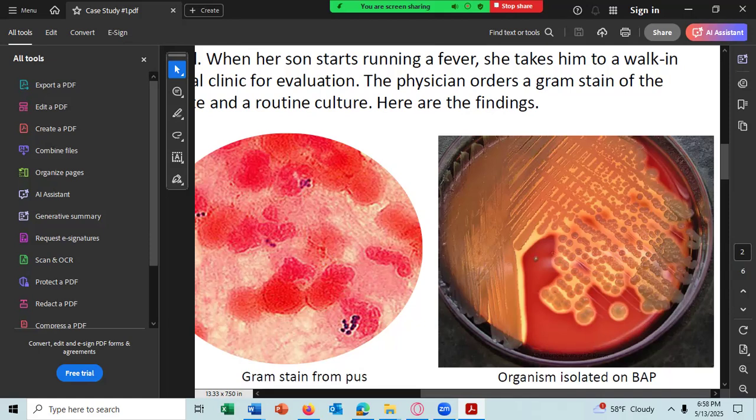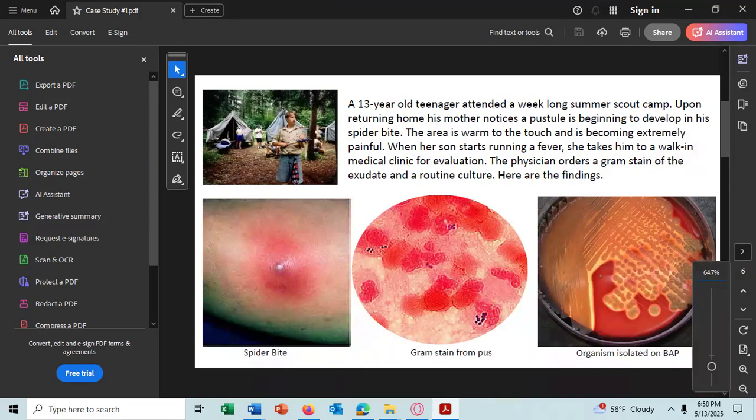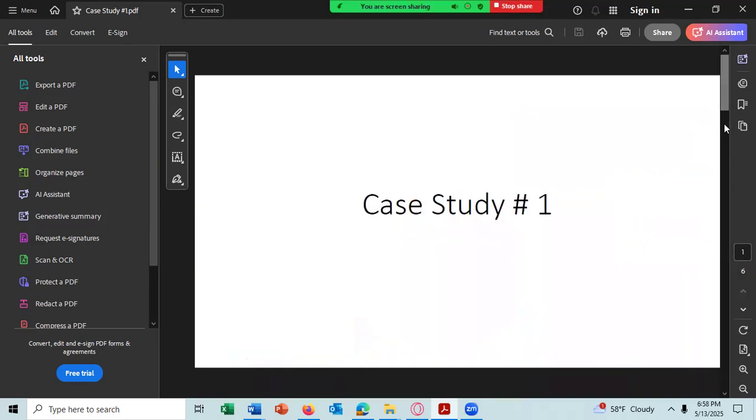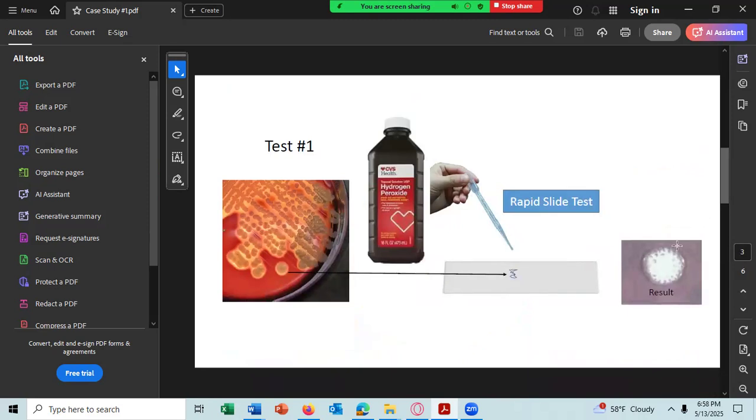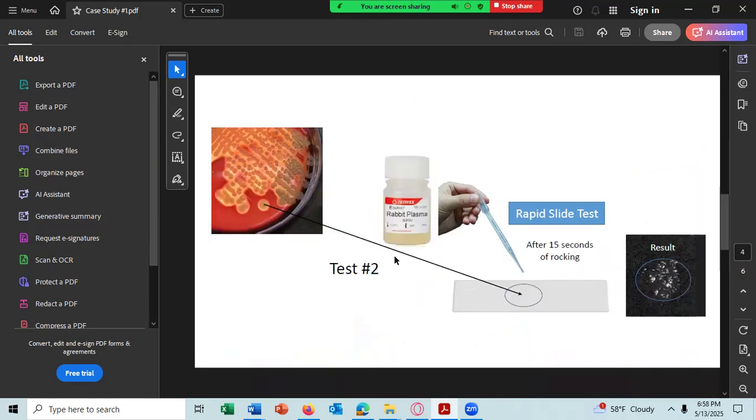Let me shrink this down now. I can get that to work. There we go. So those are the first tests. Then we have some more tests. They're taking the bacteria here, putting it on the slide, adding hydrogen peroxide. So that's the catalase test. There's the result of the catalase test. And then we're adding bacteria here on the slide, adding the blood plasma, and then waiting 15 seconds, and you can see the result of the coagulase test here.